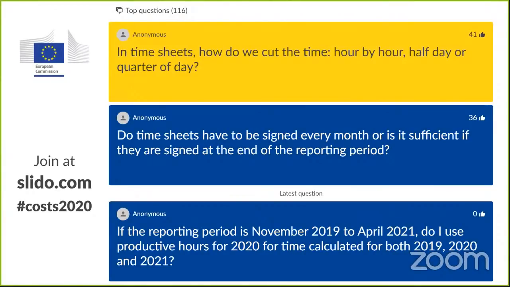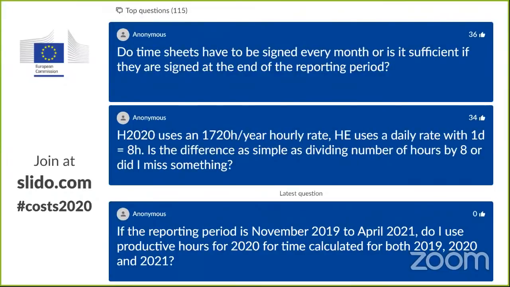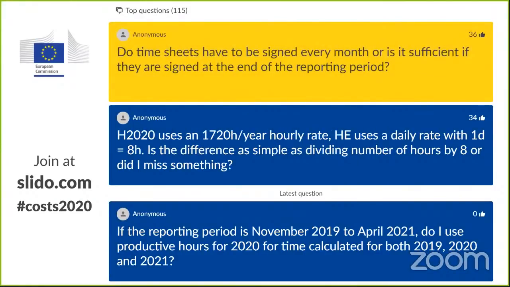Okay, next one again on the timesheets. Do they have to be signed every month, or is it sufficient if they are signed at the end of the reporting period? Here, the clear reply is every month. Signed by the worker, so to say, and countersigned by the supervisor. Am I correct, colleagues? Yes, certainly. Thanks.